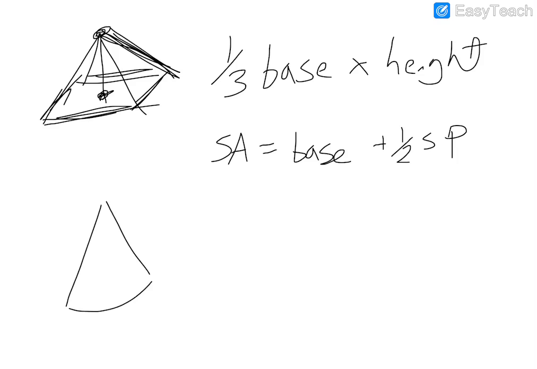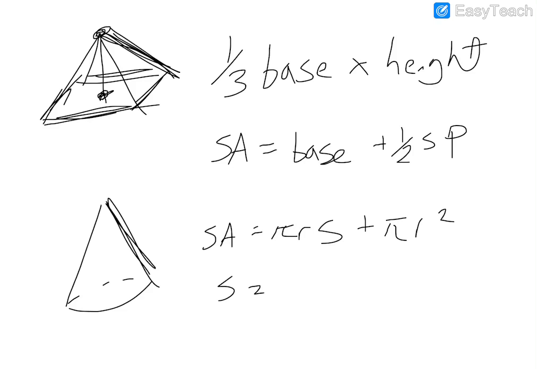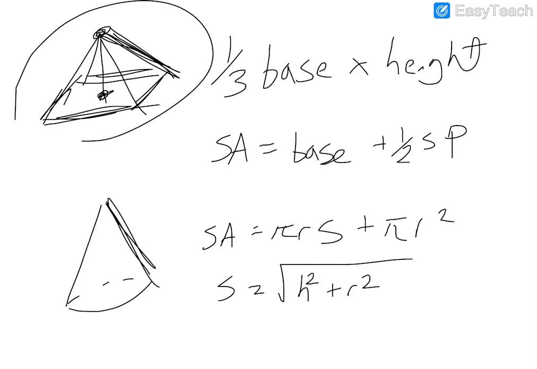And a cone, well, you've probably heard of it. It's basically the same, except you have a circle at the bottom. And then surface area is equal to pi r s, where s is the slant height here, plus pi r squared. And incidentally, s is equal to square root of h squared plus r squared, and you can just prove that using Pythagoras. And incidentally, you can also do the same thing with the pyramid too, using Pythagoras.